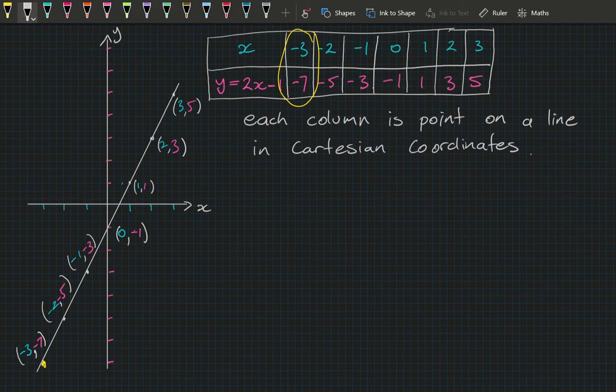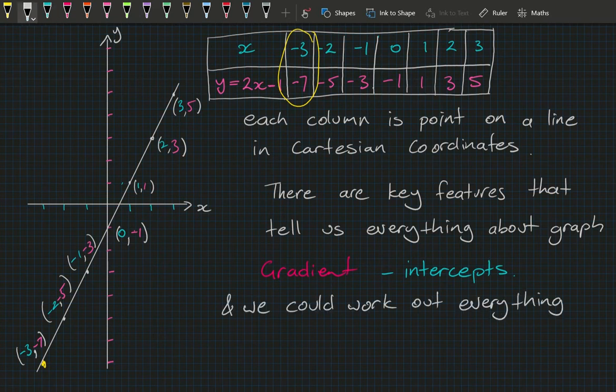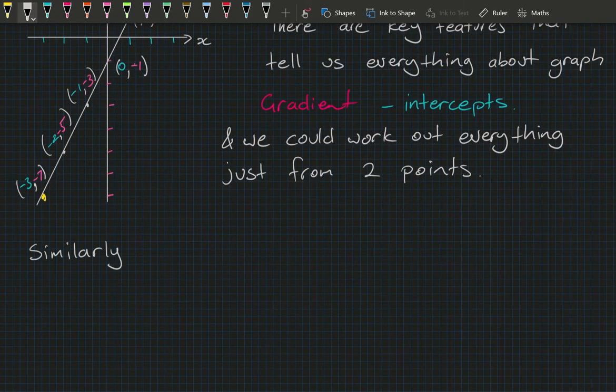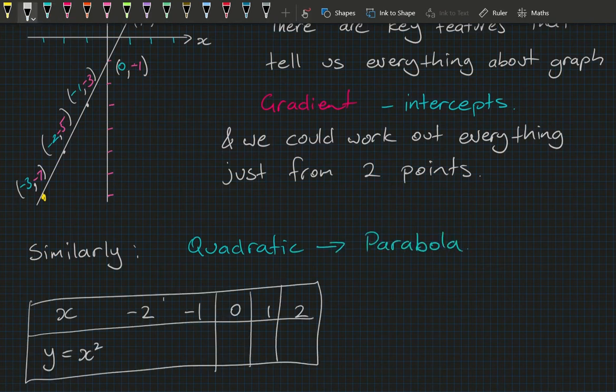Now we wouldn't have to calculate all these points because there are key features that tell us everything about a graph. And for a linear graph, it is the gradient and its intercepts. In the linear relations unit, we also found out that we could work out anything we wanted to about this line just from 2 points. And so just like we know that a linear equation or rule becomes a line, a quadratic equation will become a parabola. So let's start with the most fundamental quadratic, y equals x squared.